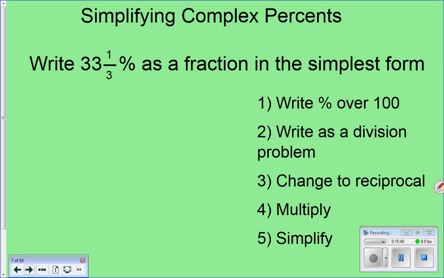So there are my steps, and I'll show you exactly, step by step, how to do this. First step, write percent over 100. 2, write as a division problem. 3, change to reciprocal. 4, multiply. 5, simplify. You already know how to do half of that because you just did it before. The only different part to percents is this right here. Otherwise, it's just like a complex fraction, just what you've been doing.